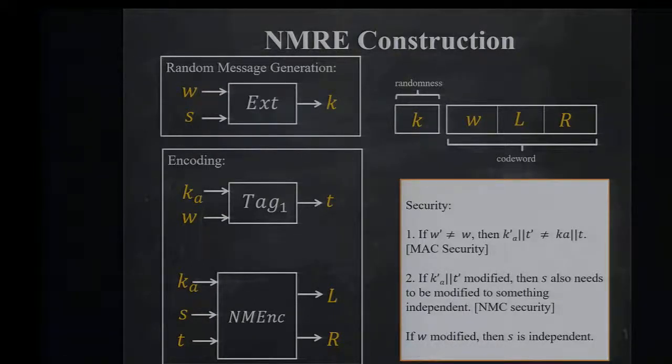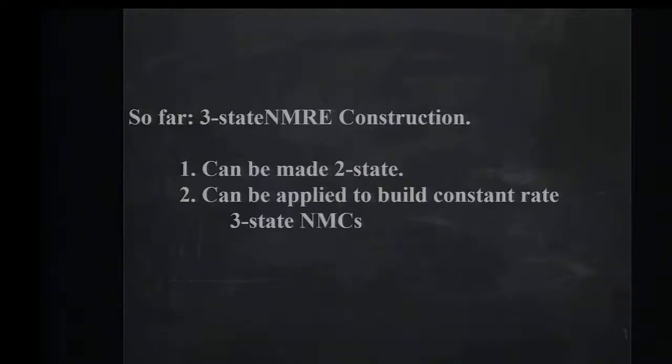We could combine W with one of the 2 states L and R and actually still argue security. For that, we'll need a stronger property from the underlying non-malleable code called augmented security. I'm not going to go into it. But anyway, so far we've seen a 3-state NMRE construction which can be made 2 states, and also this can be applied to build constant rate 3-state NMCs. So far, which was not known until now. And as I said, this second result was also independently discovered by Gupta, Maggi and Wang.